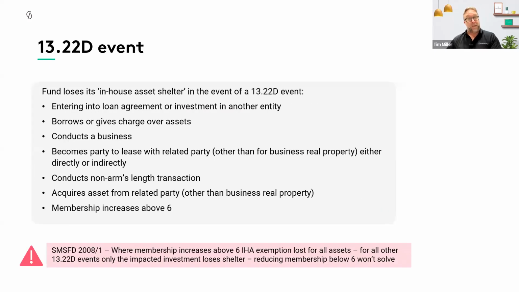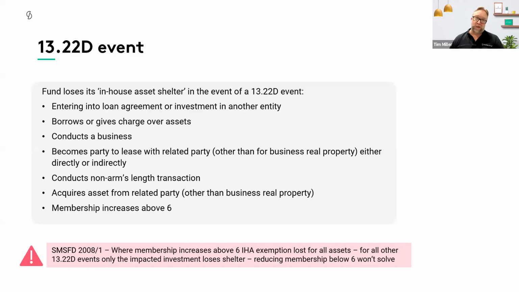But once we undertake a 1322D event, then we're effectively stuffed. If we borrow, if we lease an asset to a related party that isn't business real property, if we deal on a non-arm's length basis, anything in those sorts of regards, then we're going to be in breach of the in-house asset rules. It's going to be a related trust not subject to an exception. We're definitely going to be over the 5%, which means we're going to have to put a plan in place to get rid of that asset.